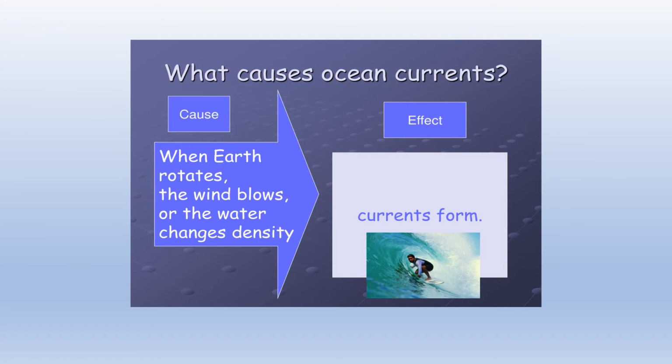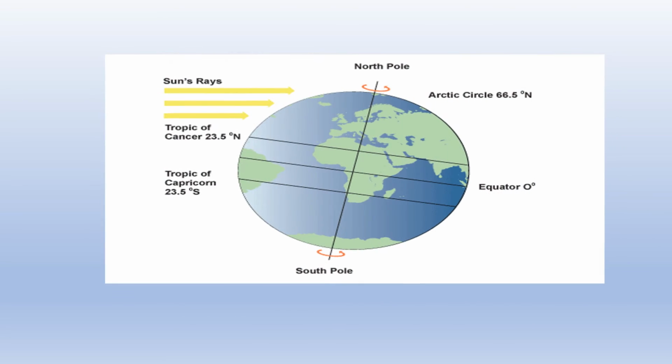So let us study the first important factor, the sun. We know that the Earth's axis is a tilted axis. It is tilted at 23.5 degrees, and that is why we find an apparent movement of the sun taking place.